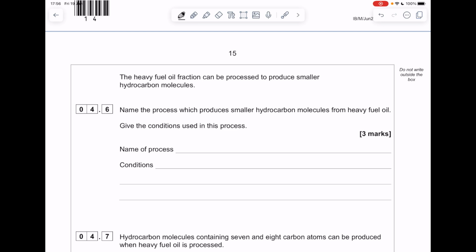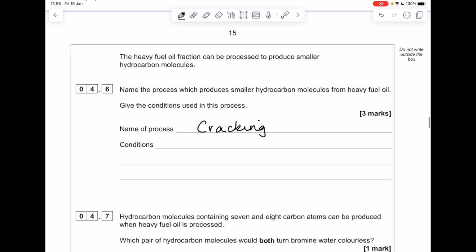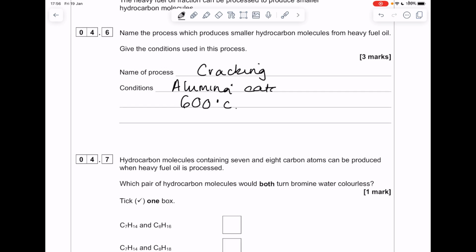The heavy fuel oil fraction can be processed to produce smaller hydrocarbon molecules. Name the process which produces smaller hydrocarbon molecules. Give the conditions used. This is cracking. You need a catalyst. Lots of options. I'm going to go with alumina, and you need a high temperature of around 600 degrees Celsius.